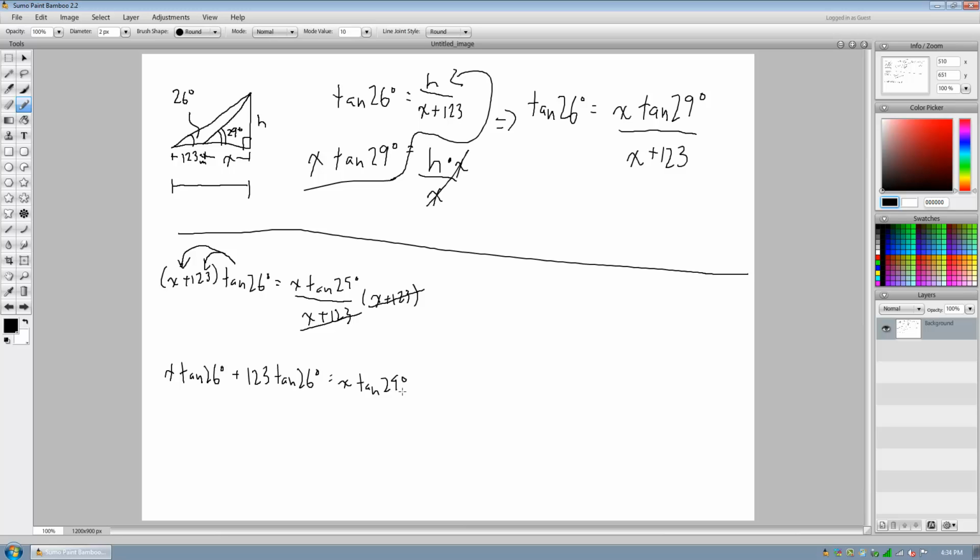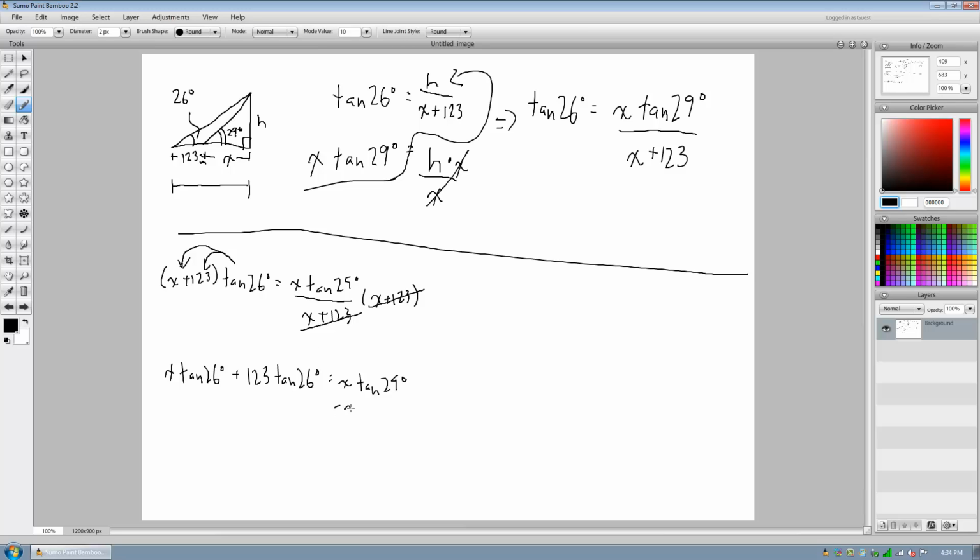Okay, so step 1, multiply both sides to get rid of the fraction. Step number 2, distribute the brackets to get rid of the brackets. Now that all the fractions and brackets are gone from the equation, we must rearrange the equation. So I'm going to get everything that has an x in it onto the left-hand side and everything that does not have an x in it to the right-hand side. So I'm going to do 2 steps at once here.